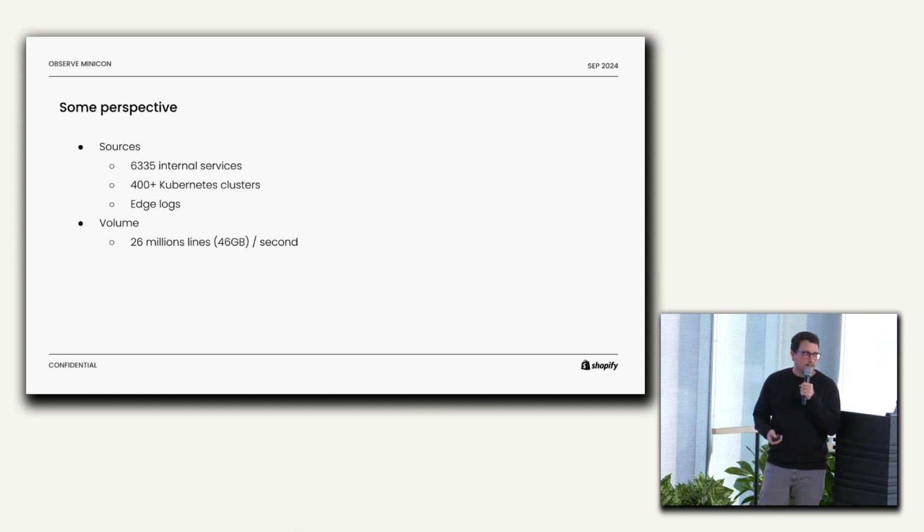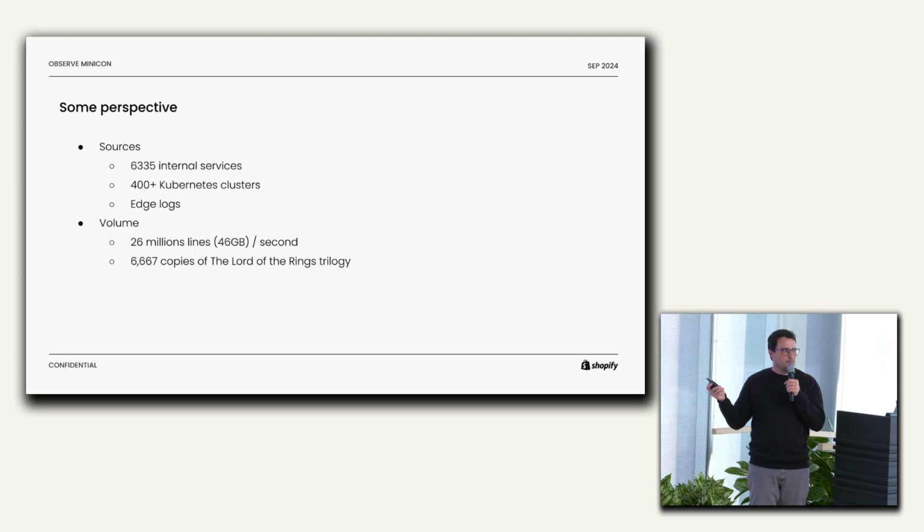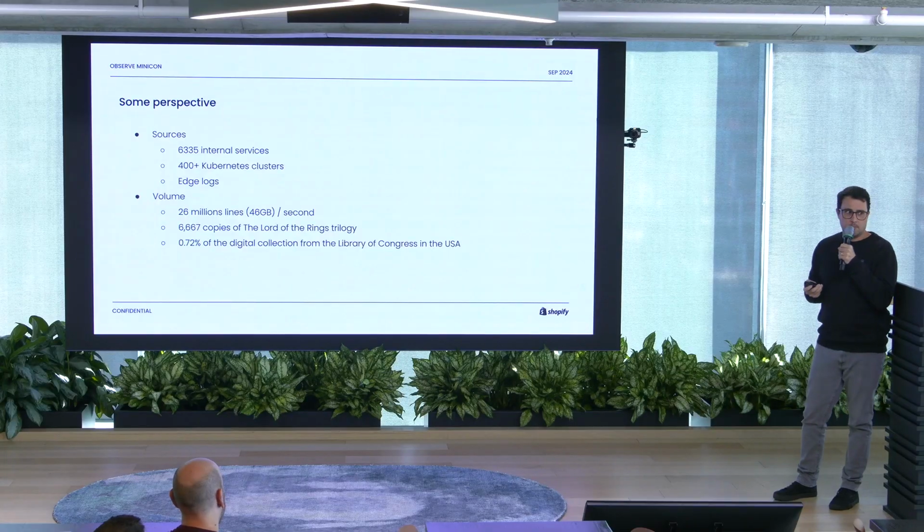And how we can translate that into real numbers. It's like you are copying the Lord of the Rings trilogy almost 7,000 times per second, not a day or minute. And it's 0.72% of the digital collection from the Library of Congress in the United States. This is per second base.